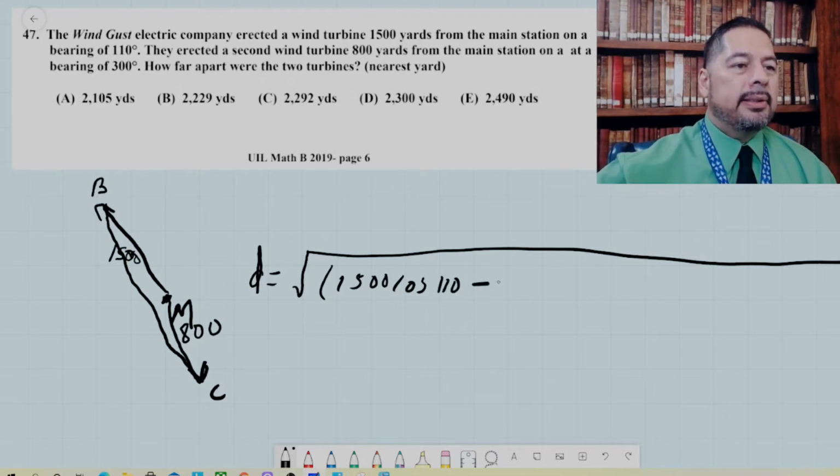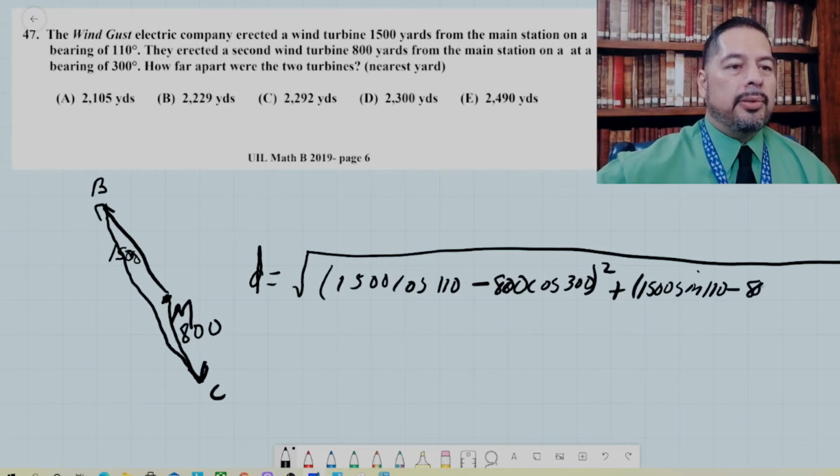and then minus the second one, which was 800 cosine, and the bearing of that one was 300 degrees. And you want that entire quantity squared because we're applying the Pythagorean theorem. And in a similar way, we want the difference of the y components. So you got 1,500 sine of 110 minus 800 sine of 300, and that quantity squared.